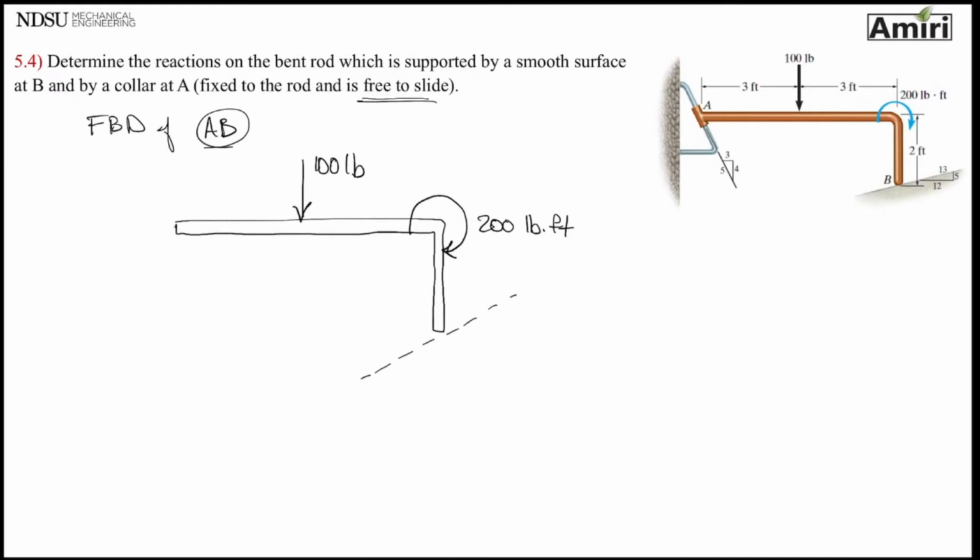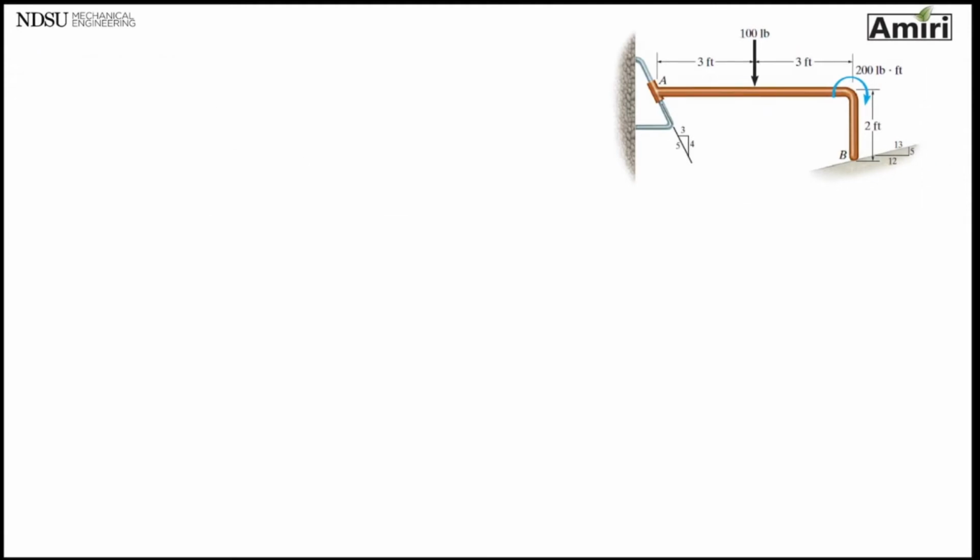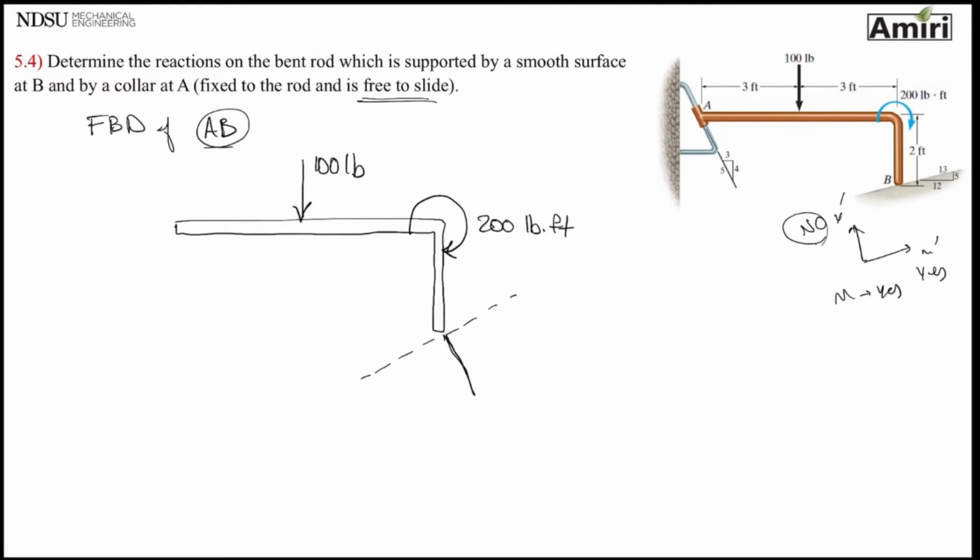Point B is a smooth surface. If my x prime, y prime are this way, does this move in x direction? Yes. Does this move in y direction? No. Can it rotate? Yes. So I need to put one force in y direction, and it needs to be perpendicular to that surface. So I have a normal force of NB. The slope triangle is 5, 12, 13. So a slope triangle, and this one is opposite, is 12, 5, 13.